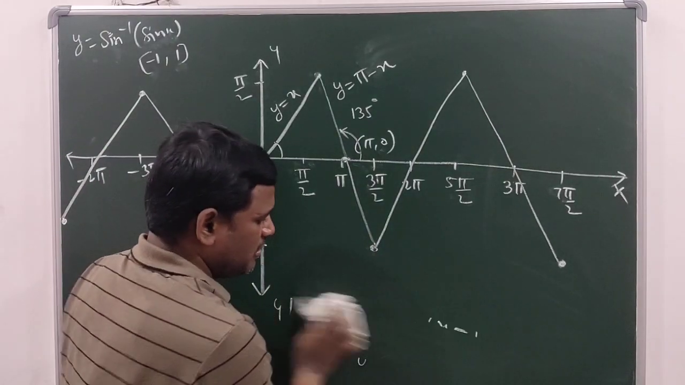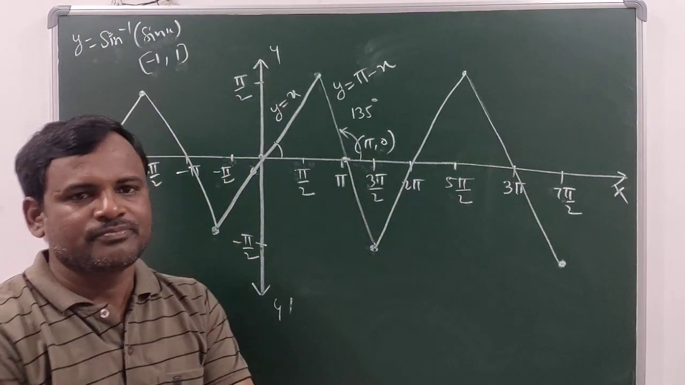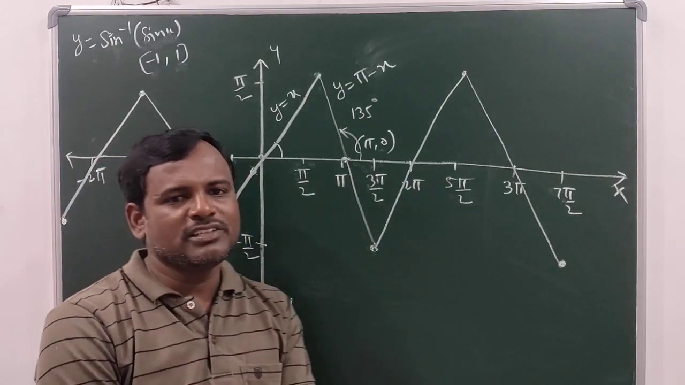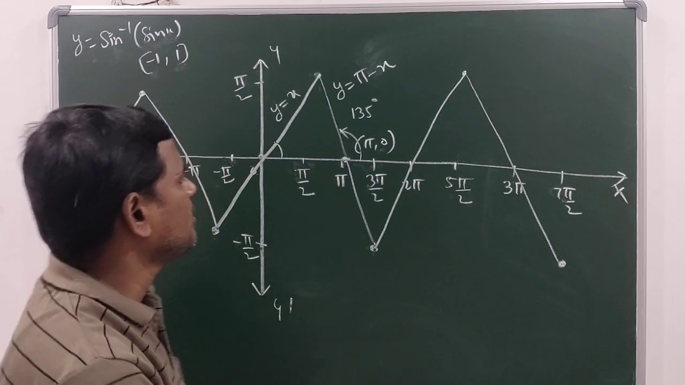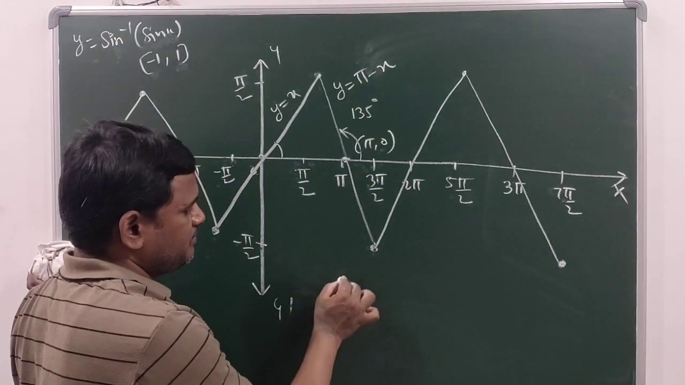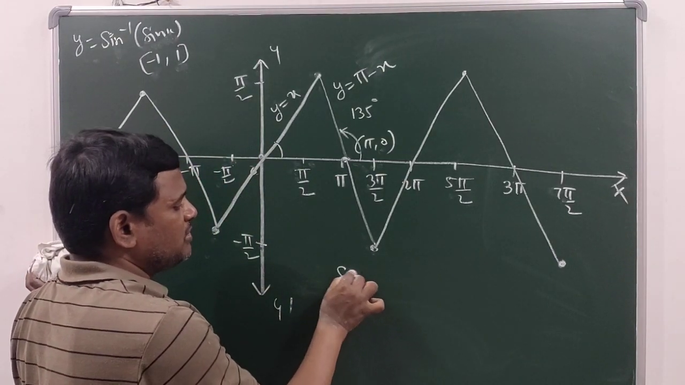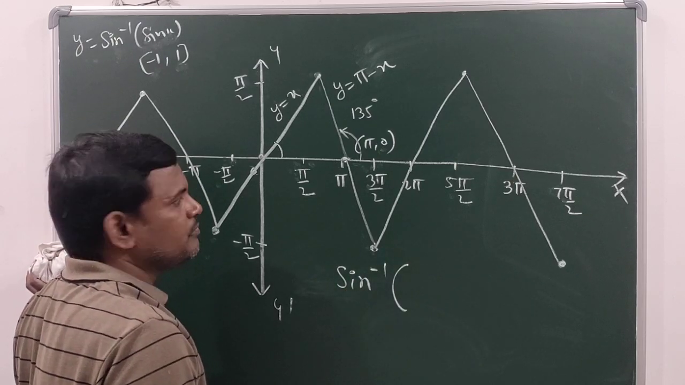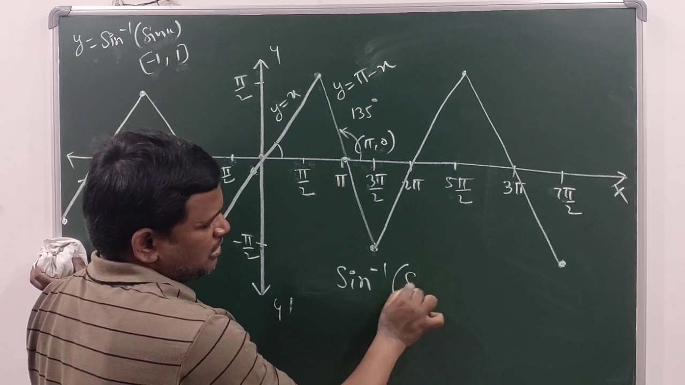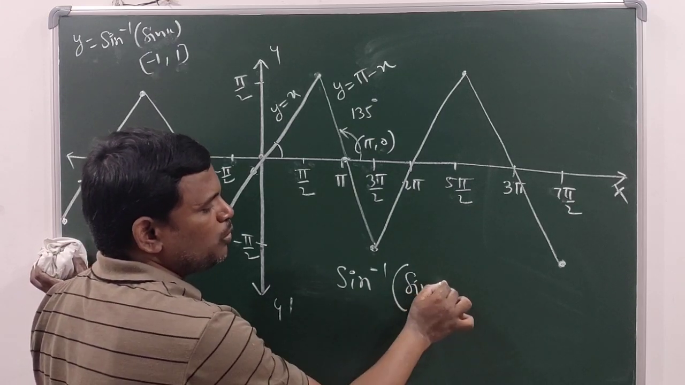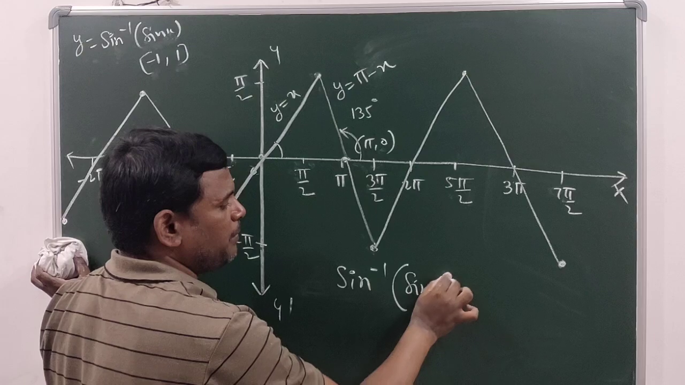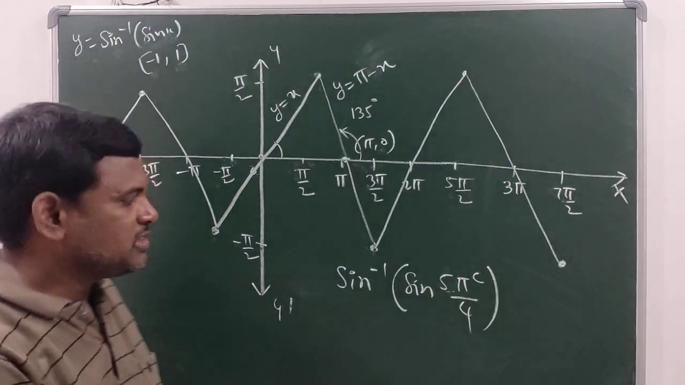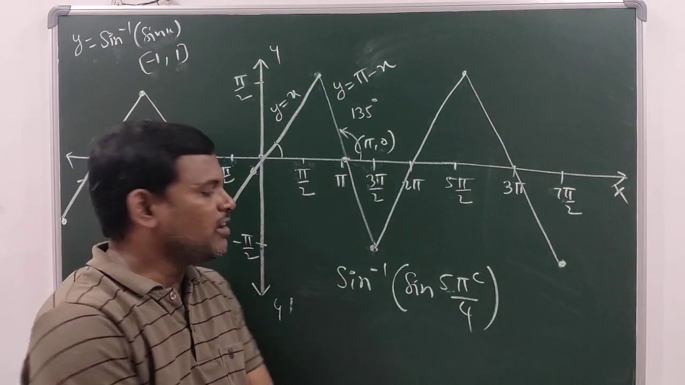Okay. Pi minus x. So shall I give you one application based on this? Right. Now, see students. Sine inverse of sine 5 pi radius by 4. So this kind of question we may get. Then what is the result?